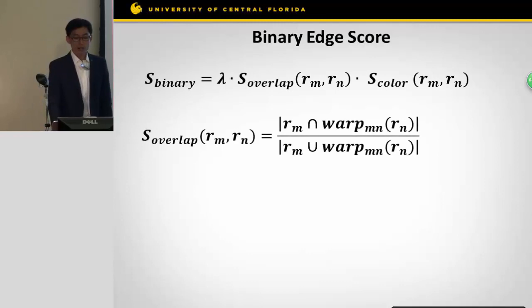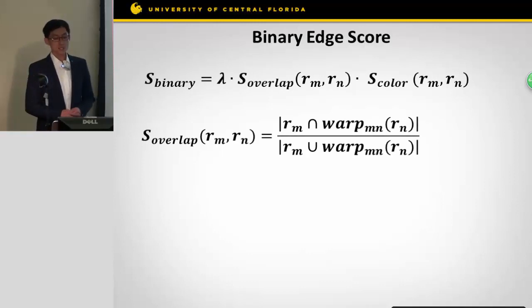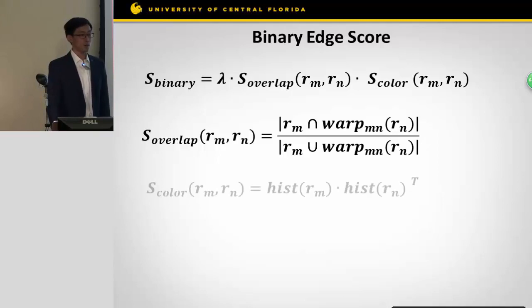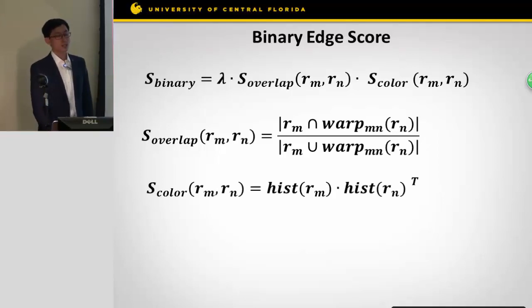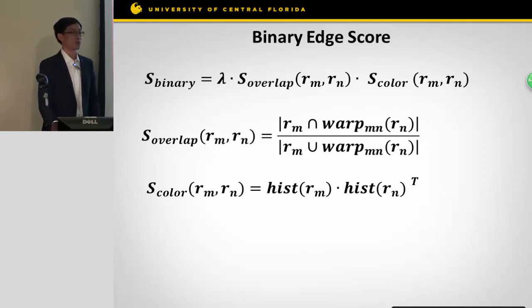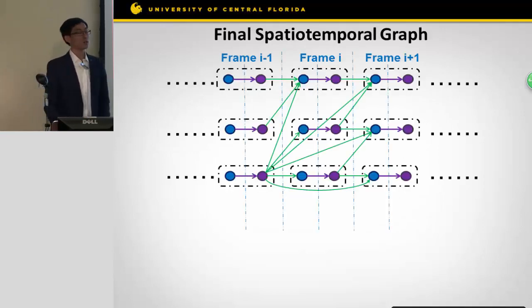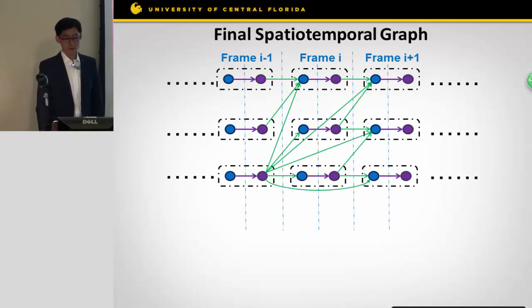And for the binary edge score, we're using a combination of the overlap score with the color score. For the overlap score, we're using the intersection over union between the two object proposals. And for the color score, we use the dot product of the color histograms between these two object proposals. And this is the final spatial temporal graph to solve this problem.